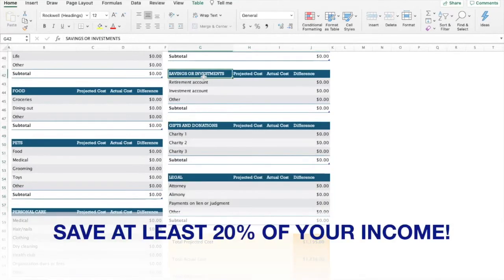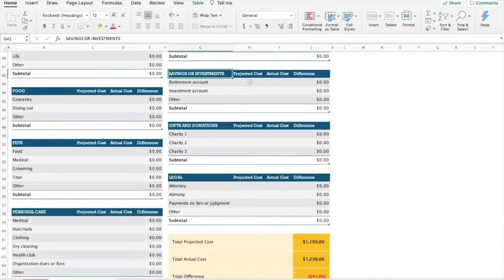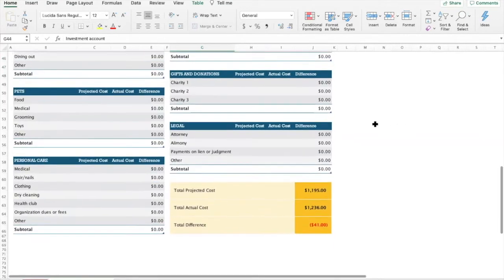You also want to make sure that you're saving at least 20% of your income. So make sure that saving is 20% of your income, which is either going to a regular savings, a retirement account, or an investment account. Always make sure that is the case.